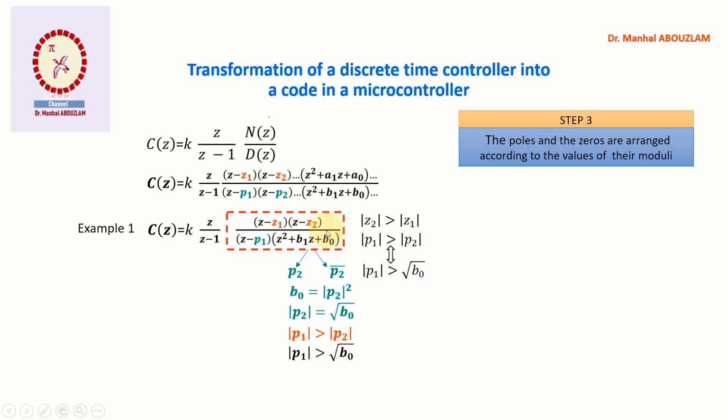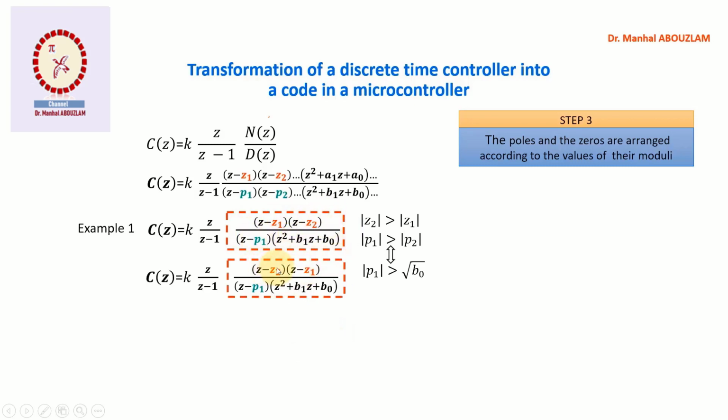Okay, now how to arrange the polynomials for the numerator and the polynomials for the denominator. In fact, as the modulus of z2 is higher than the modulus of z1, I will put this polynomial first, then I will put this polynomial. Why? Because the modulus of z2 is higher than the modulus of z1. Now for the denominator, I will put this polynomial first. Why? Because the modulus of p1 is higher than the modulus of p2, where p2 is a complex conjugate pole for this polynomial of degree 2. Okay, now we arranged the polynomials for the numerator and the polynomials for the denominator.